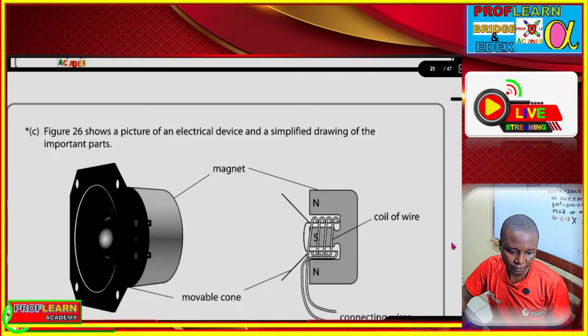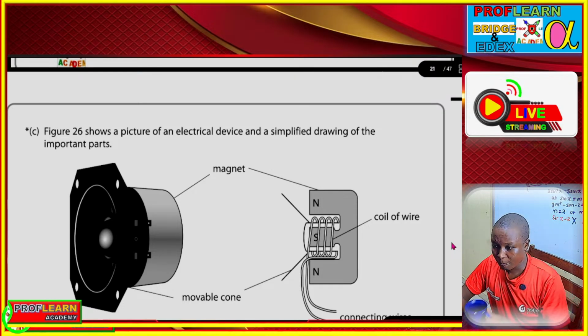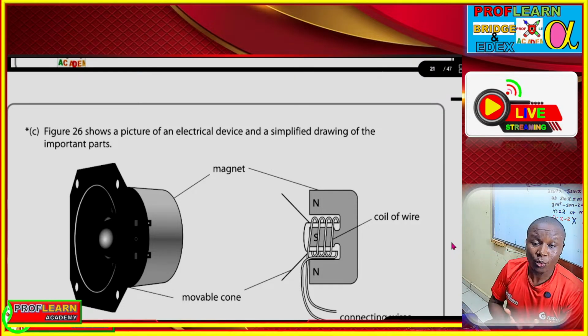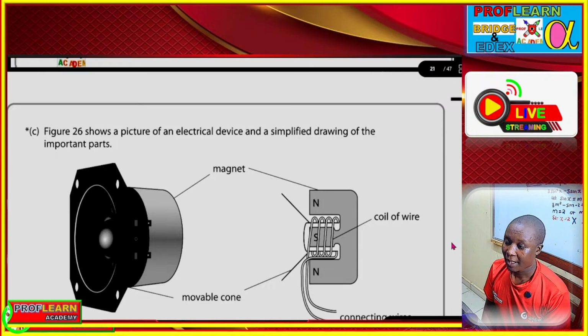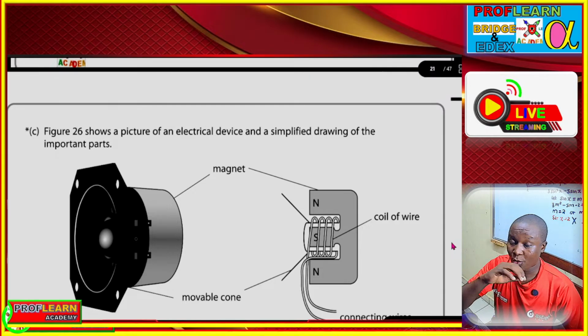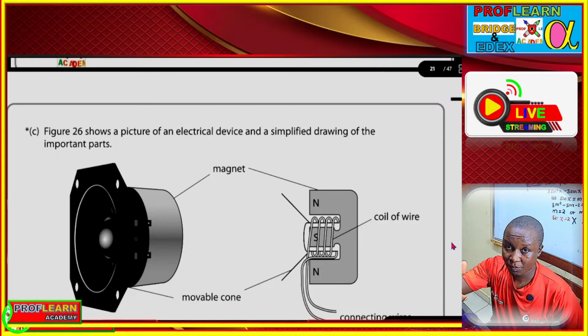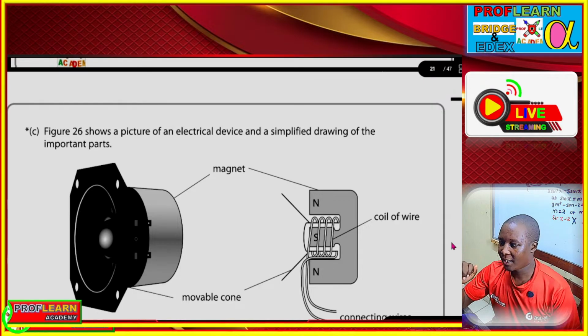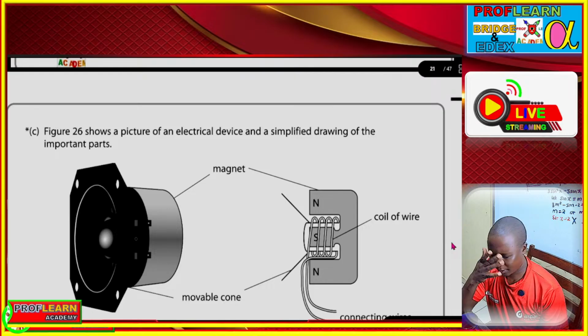This was for F. F requested yesterday, can we talk about how a loudspeaker works and how a microphone works? So in this case, we have a device that is simplified. A loudspeaker is a device which can produce sound, and a microphone is a device that converts sound into a signal which is transmitted. Let me start by talking about a loudspeaker.